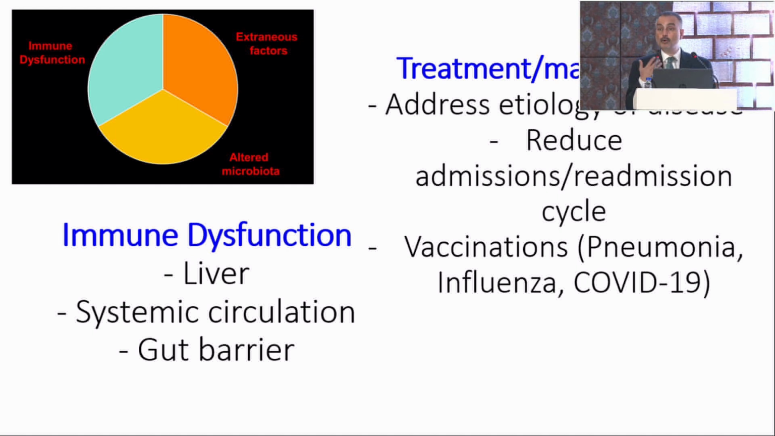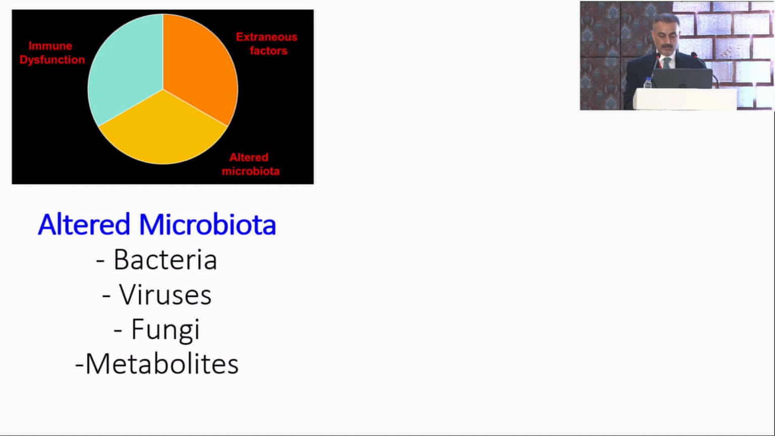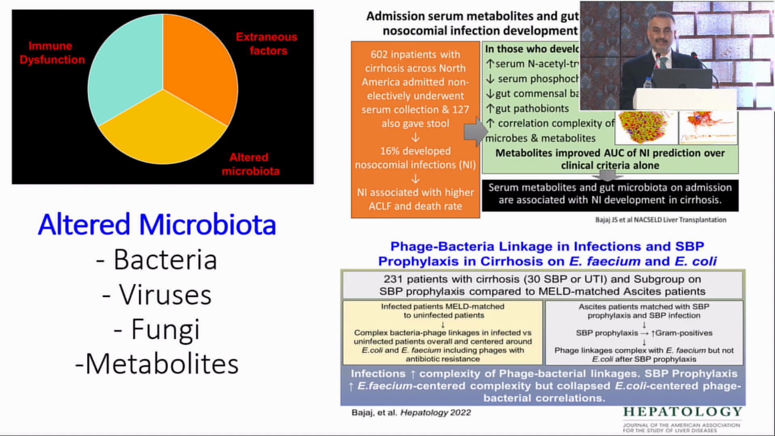Pneumonia, influenza, COVID-19, whatever the latest version is, please make sure that your patients do it because they don't have enough reserve for this to actually move forward. What about altered microbiota? It's not just the microbiota itself, it's what they're producing. On the top part, the metabolites were able to predict who actually develops nosocomial infections.